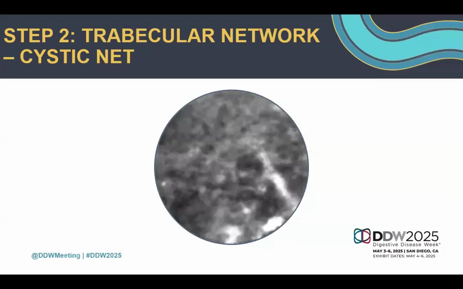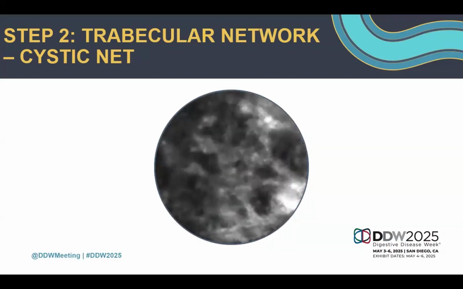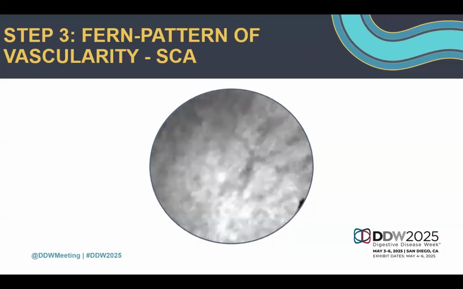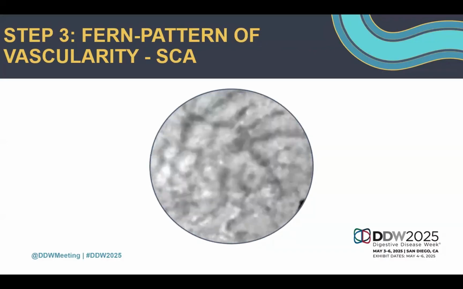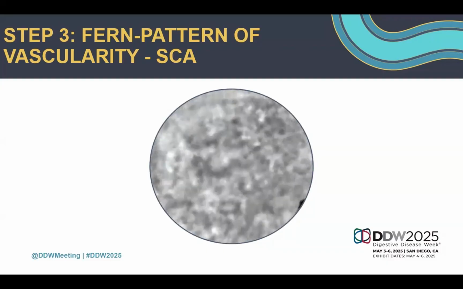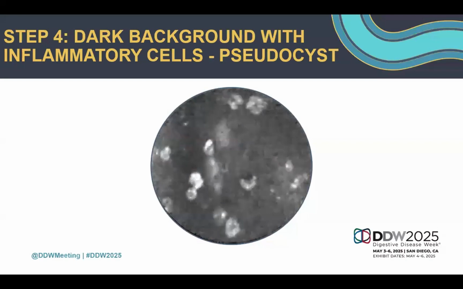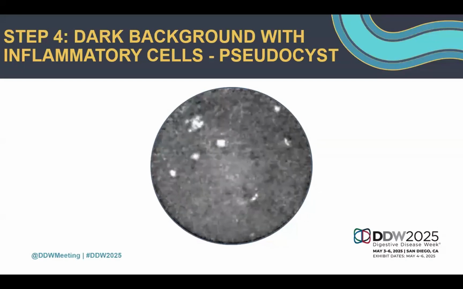If these patterns are not seen, the next step is to look for the trabecular pattern, where there are nests of cells that are separated by the stroma of the cyst, which is diagnostic of cystic neuroendocrine tumors. If these epithelial patterns are not present, then you look for a vascular pattern with a dense capillary network. This is called the fern pattern of vascularity, and this is consistent with serous cystadenomas. Lastly, if none of the vascular patterns or epithelial patterns are observed, and the image is simply a dark background with the bright autofluorescent inflammatory cells, this is most suggestive of a pseudocyst.